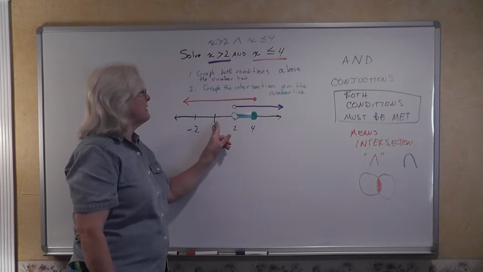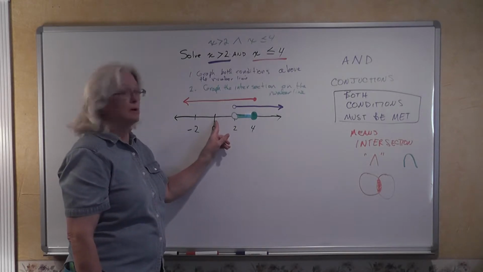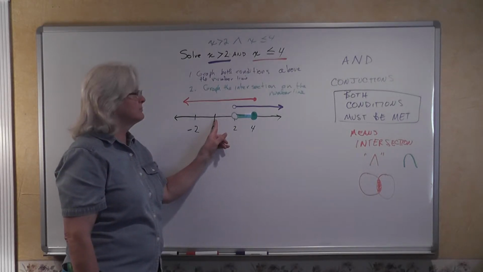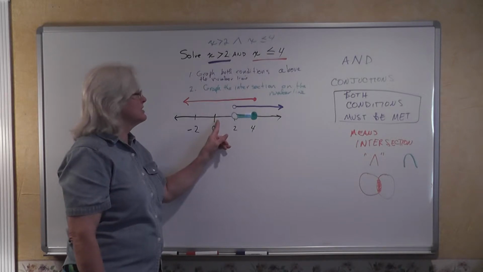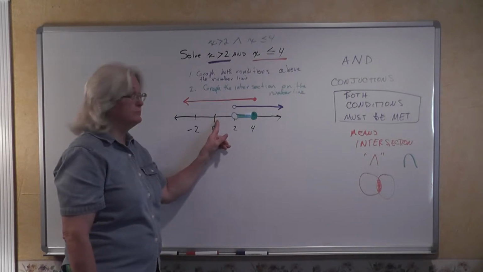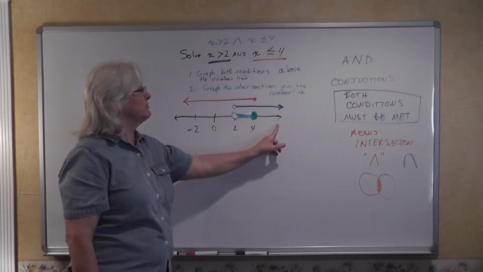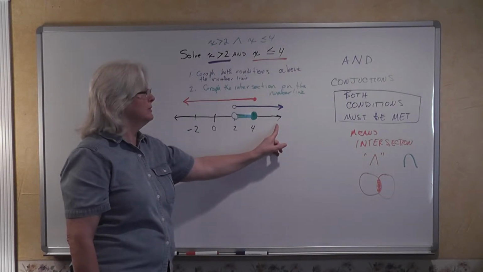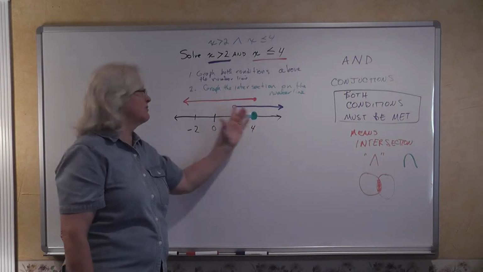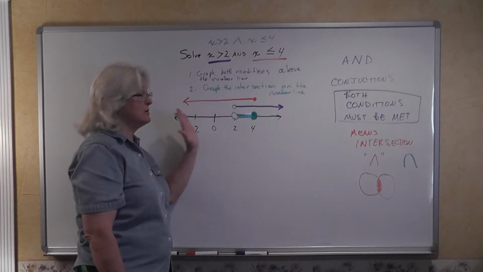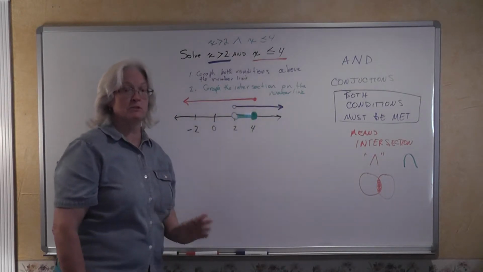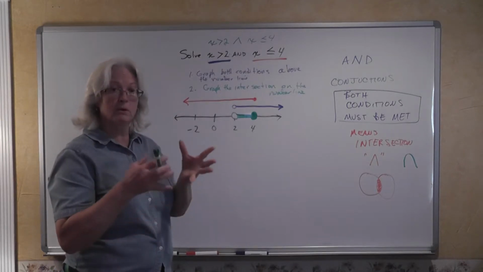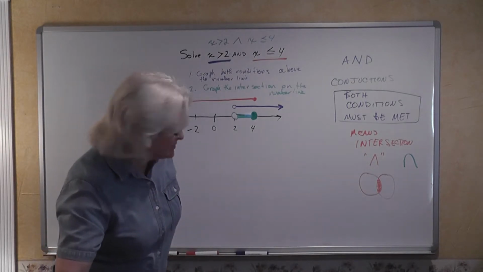Yes. Well, what about 0? Is 0 less than or equal to 4? Yes, it is. But is 0 greater than 2? Nope. What about 10 up here? 10 is greater than 2, but 10 is not less than 4. So this is not a part of the solution. This is not a part of the solution. So how are we going to define this solution?